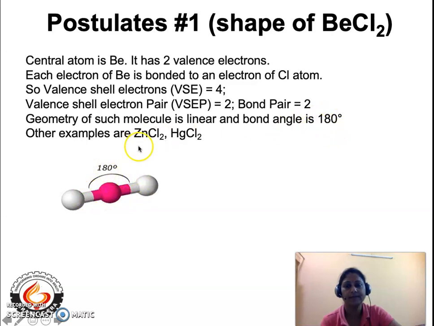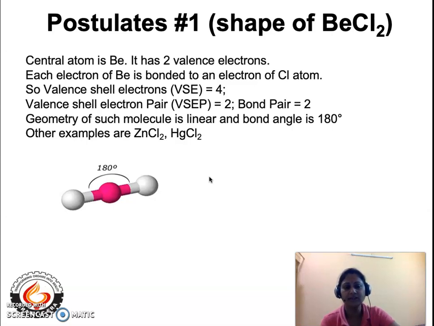Other examples under this category are zinc chloride and mercury chloride. Both zinc chloride and mercury chloride will follow a linear geometry, and the bond angle in such molecules will be 180 degrees. So I hope you have understood the concept of the VSEPR theory. This is a very important theory, and as I said, it helps us to predict the shape or the geometry of covalent molecules.